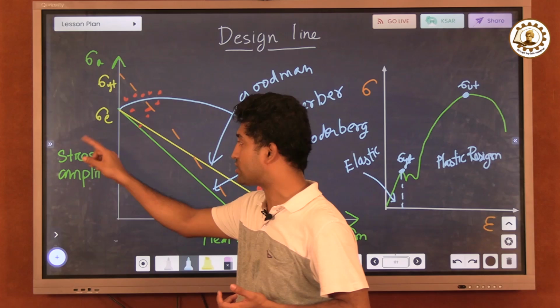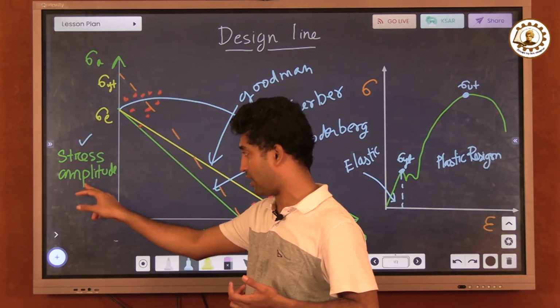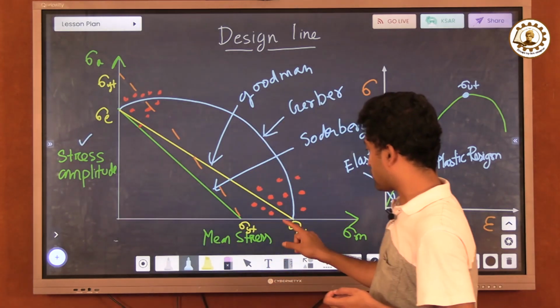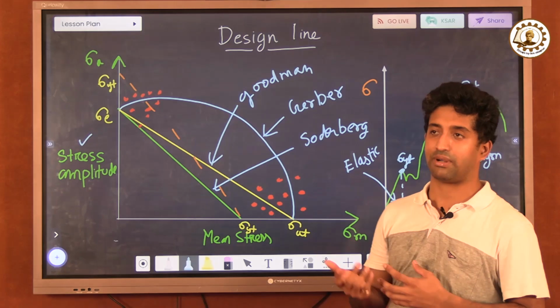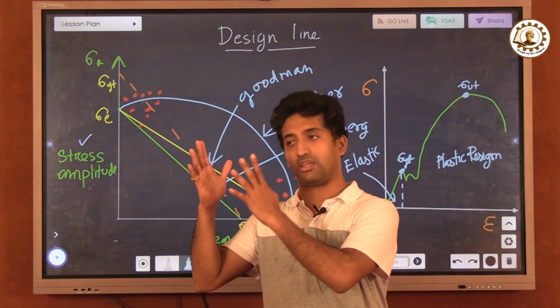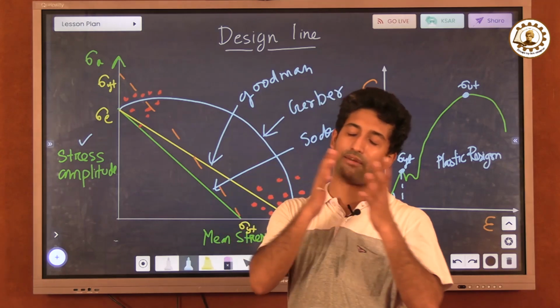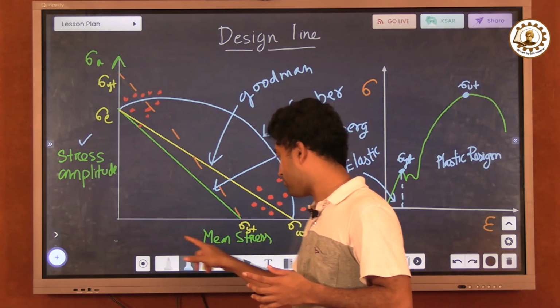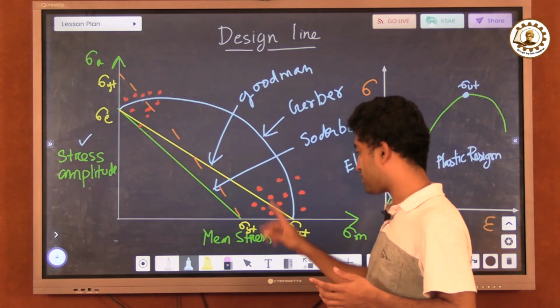That's why we use stress amplitude. Now, what do we mean by mean stress? Mean stress is nothing but, as we know what a mean is, the average of every quantity we have. So this is known as the mean stress.